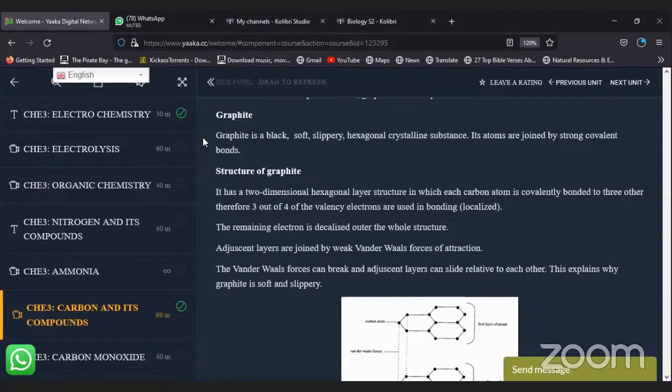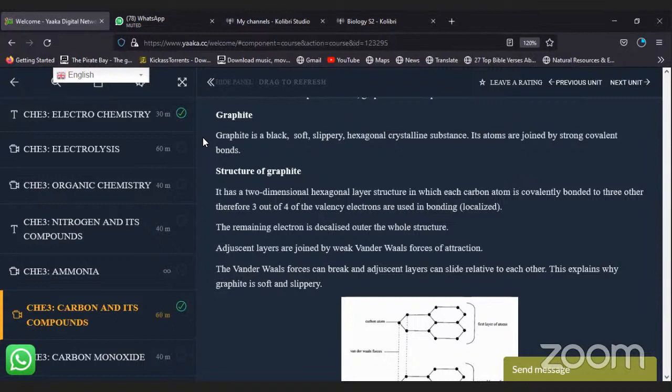Graphite is a black, soft, slippery, and hexagonal crystalline substance. Its atoms are joined by strong covalent bonds. We say graphite can be found in electric cells. That rod inside the batteries, if you have opened one before, you'll find a black rod, very, very dark, and it's rod-like, like a cylinder. That is an example of graphite.